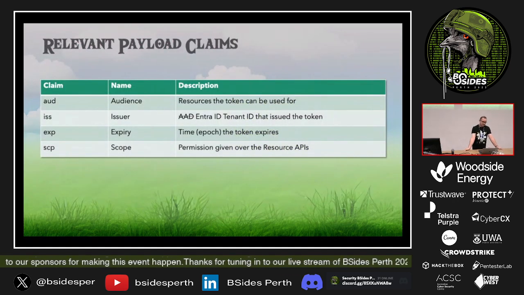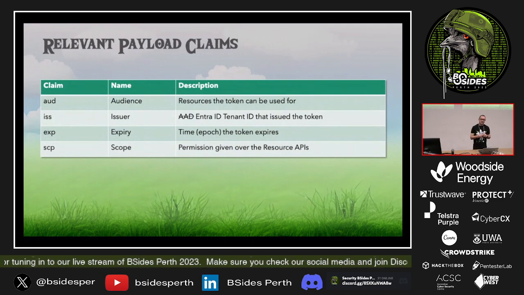Payload claims are basically within the token. They describe to the resource server who the user is and what the token should be able to do. There's a lot of different claims, but the claims that we're going to care about are the audience, which are the resources or the servers that the token can be used for. In this case, think of it like a URL might be outlook.office365.com. That's what resource the token can interact with.